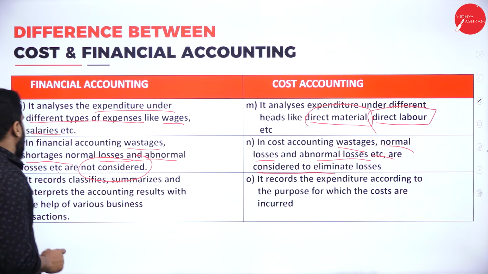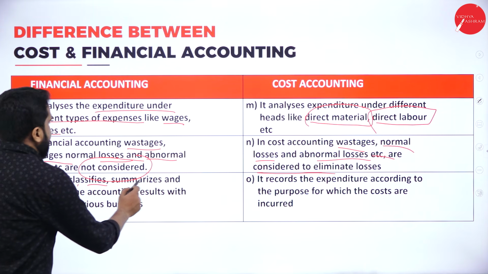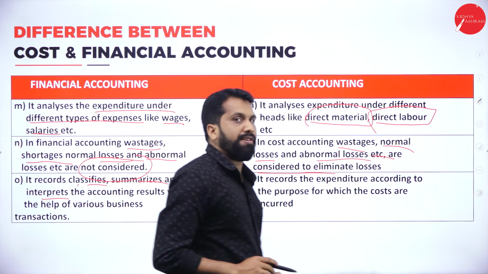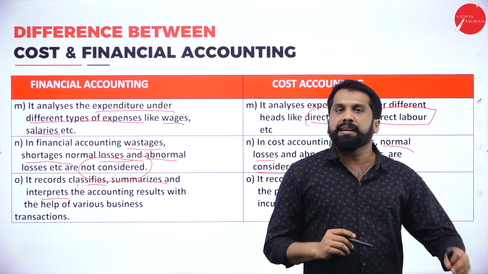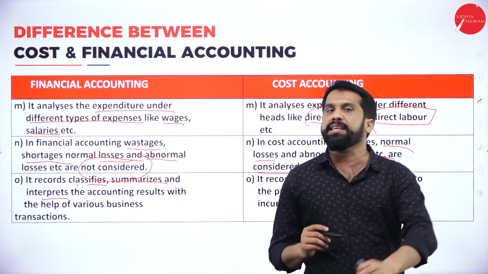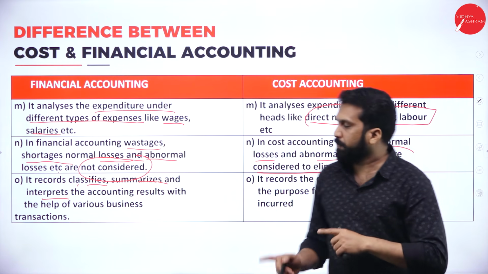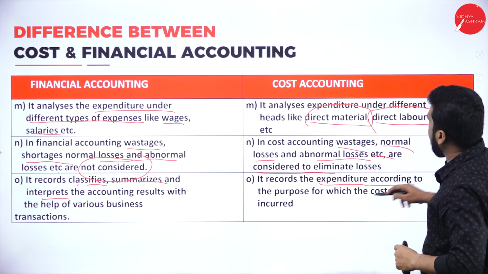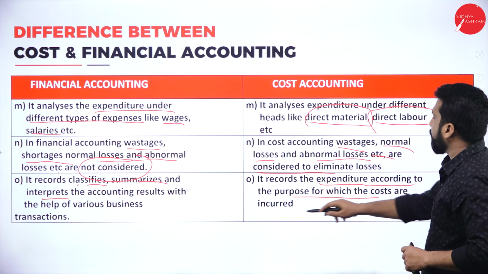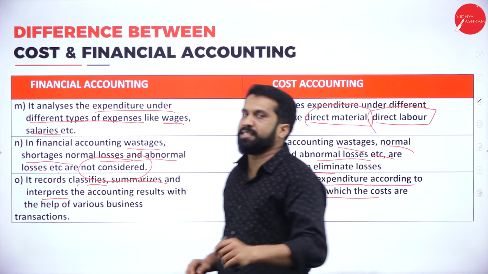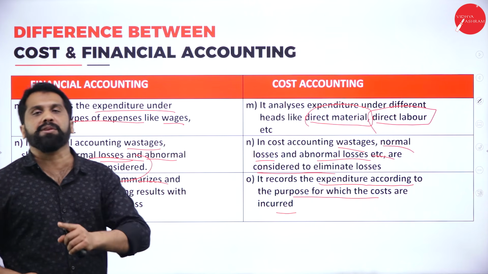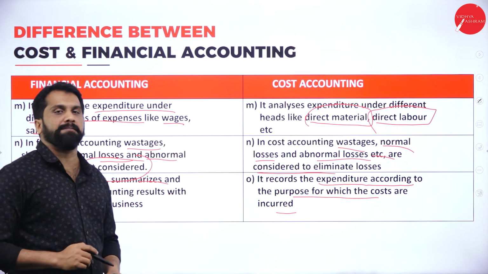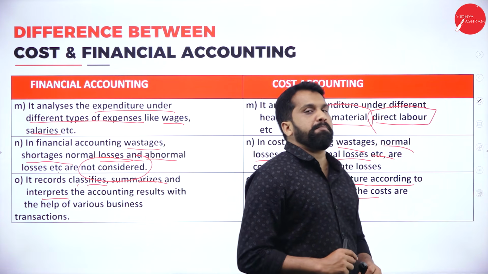Next, it records, classifies, summarizes, and interprets. Same thing you studied in your first PUC. What is accounting? Recording, classifying, summarizing, interpreting, communicating. But cost accounting is a record of expenditure according to the purpose for which costs are incurred. So this is incurred for what purpose? According to that it is prepared. Hope you are clear. So we're done with total 15 points.